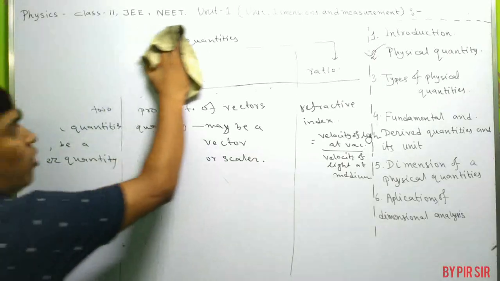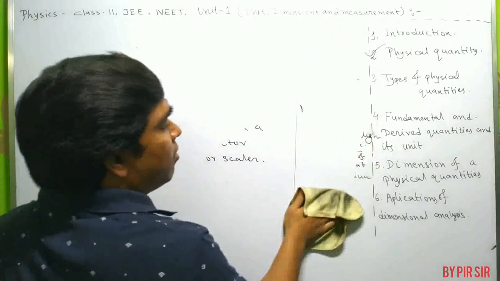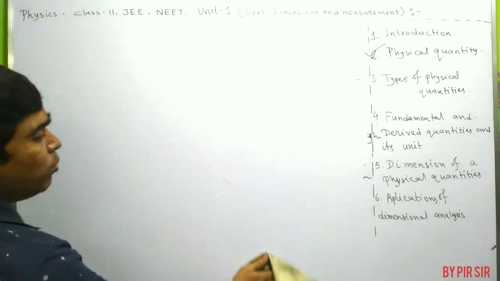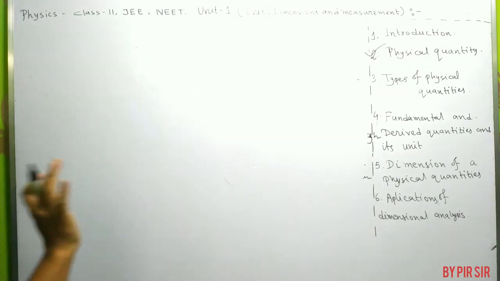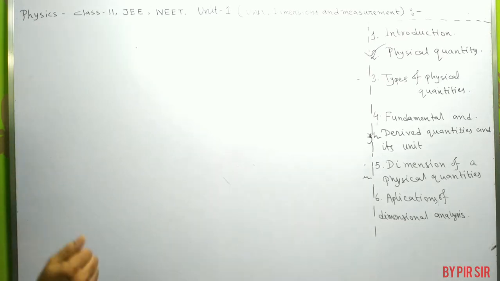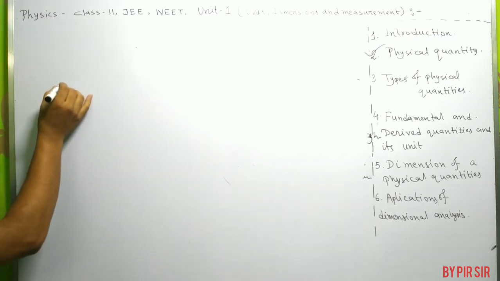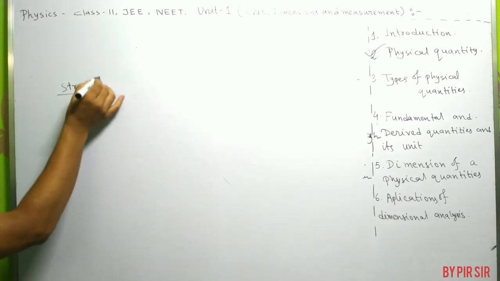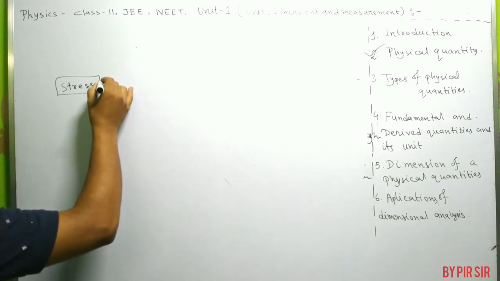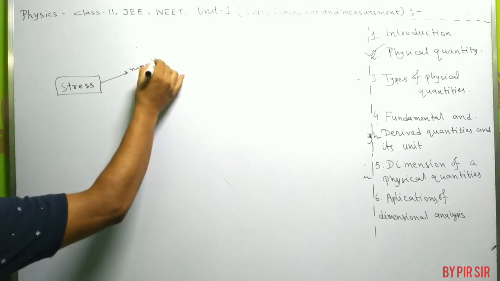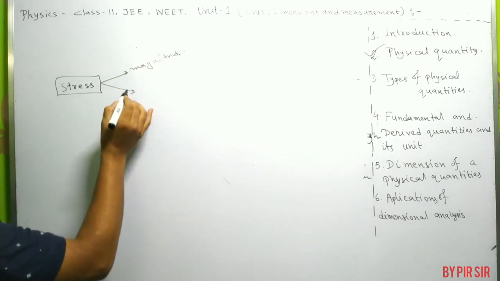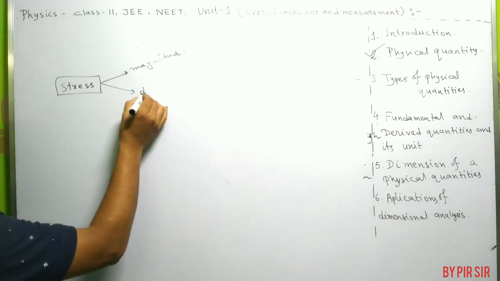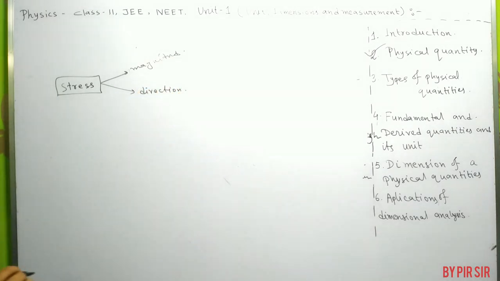Now there are some quantities which have a specific direction but do not obey the triangle law or parallelogram law of vector addition. For example, current is one type of quantity. It has magnitude and direction is considered.